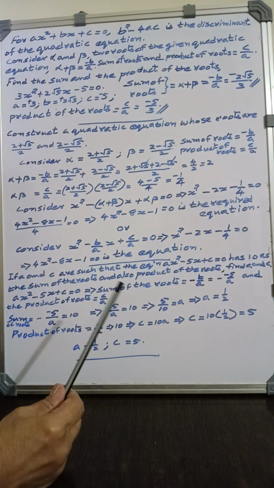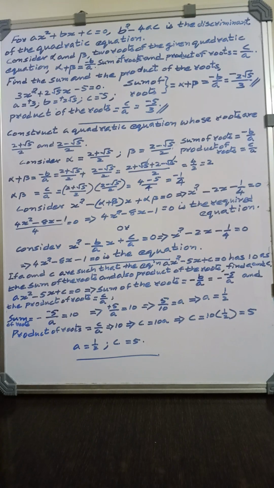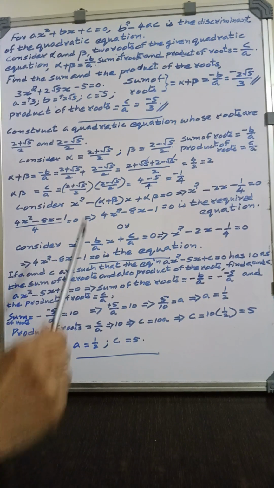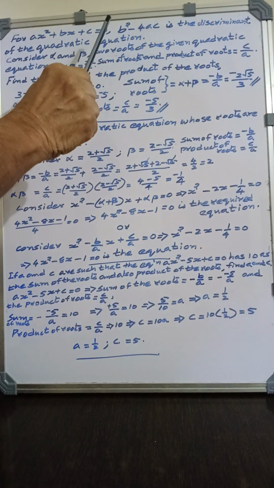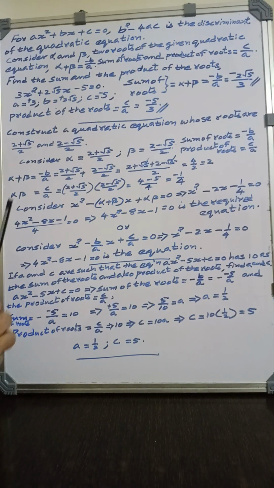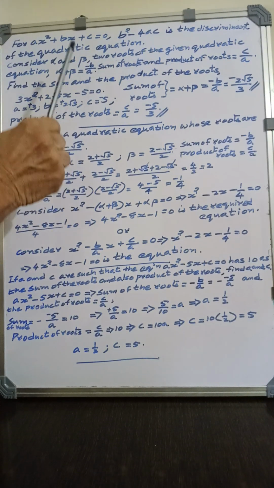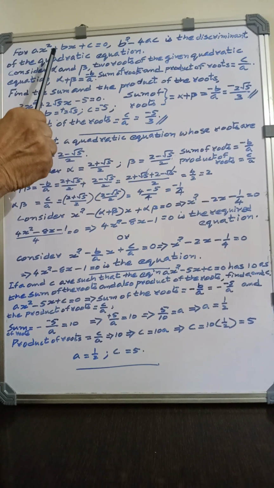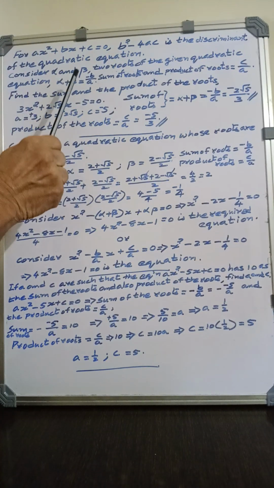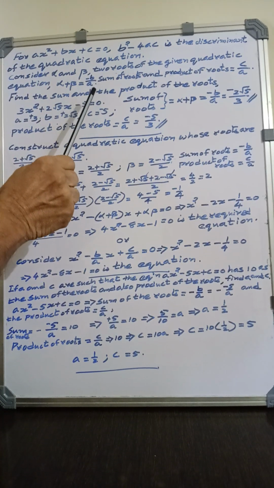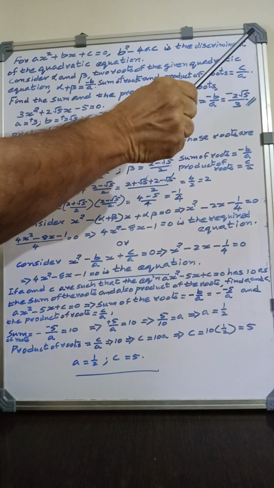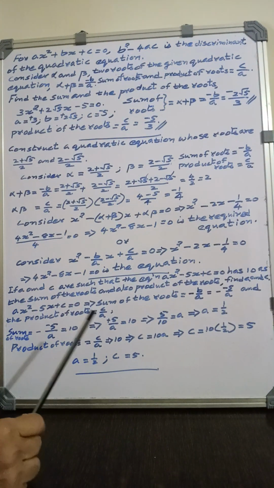Every student should remember that for a quadratic equation ax² + bx + c = 0, there are at most two roots, and the sum of the roots equals −b/a and the product of the roots equals c/a.